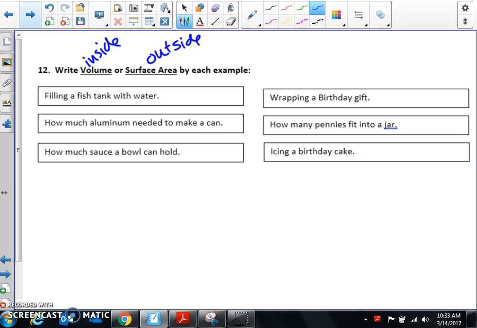So filling a fish tank with water, the water goes inside. So that's going to be volume. How much aluminum needed to make a can? The can and the aluminum is the outside. So that's going to be our surface area. How much sauce a bowl can hold? So sauce goes inside the bowl. So that's volume.